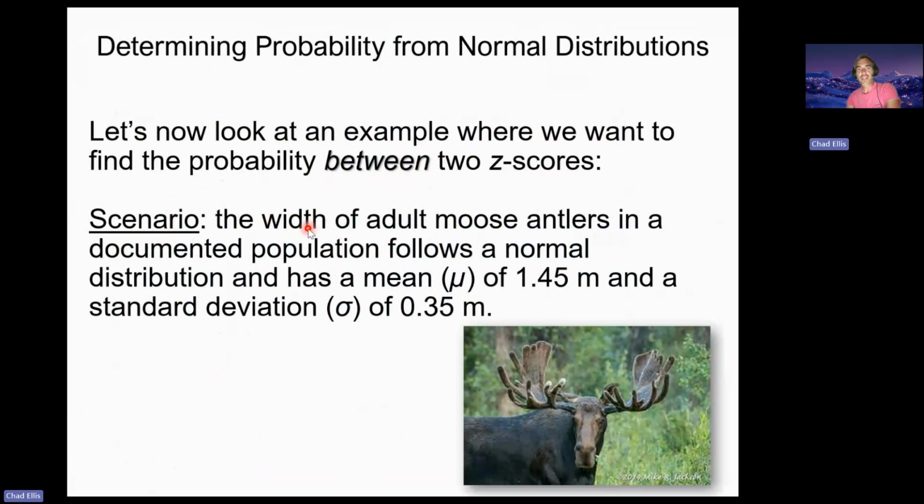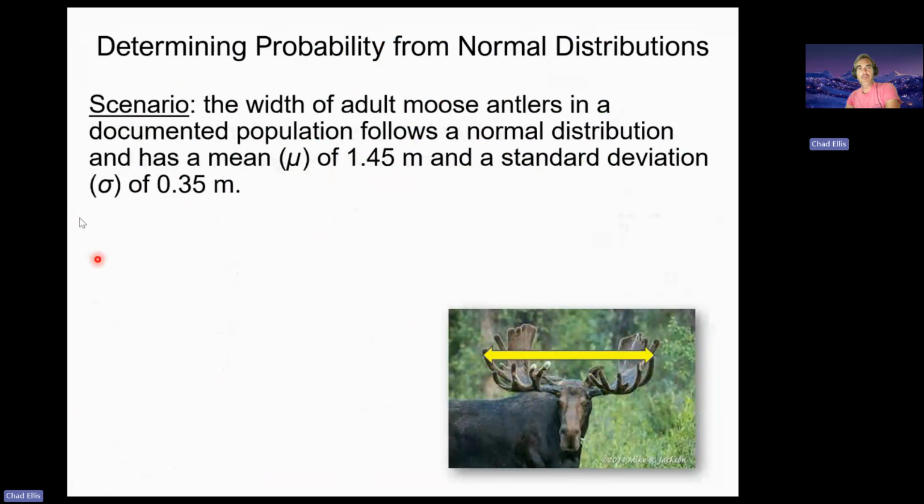Imagine there's a survey done, and the results of the survey show the width of adult moose antlers follows a normal distribution, again, an important assumption we need to satisfy in order to do these calculations. In this case, the mean is 1.45 meters wide, and it has a standard deviation of 0.35 meters. So that is our population. We've gone out and measured the width of the antlers on a large population of moose.